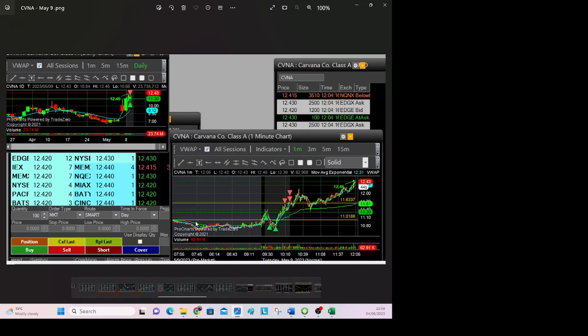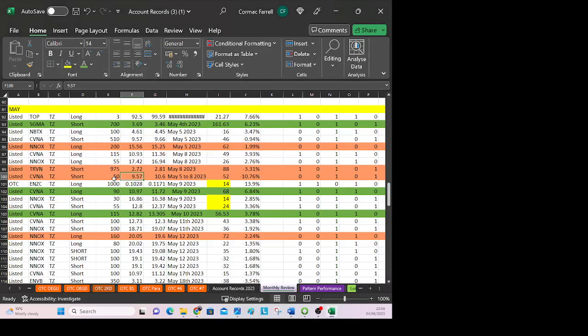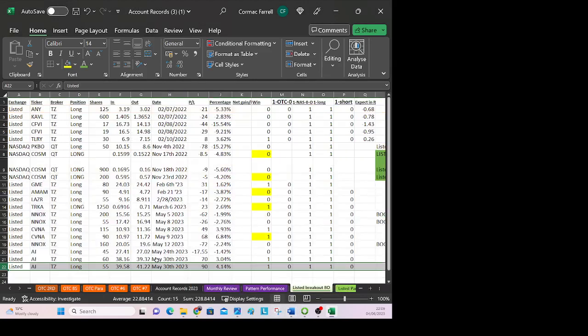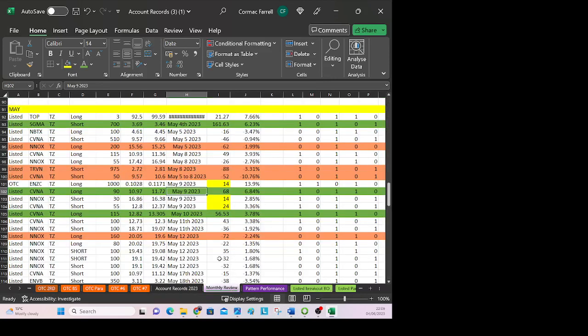So that was this day here, and that was called, what's the setup? Did I call it a breakout? CVNA on the, no, sorry, May 9th, I think it was probably a breakout. Yeah, they call it a breakout. Could have also called it a morning spike or dip buy play, but it is what it is. That's fine, doesn't matter.